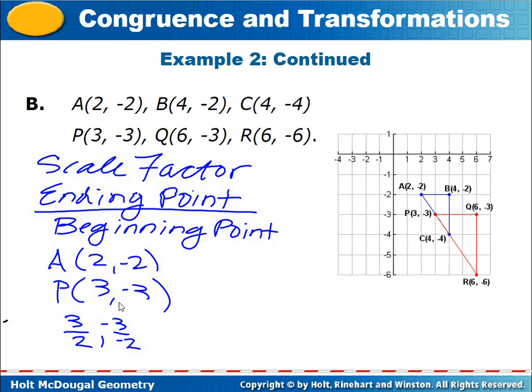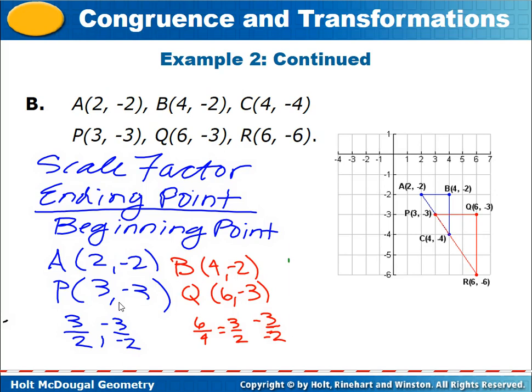So when we deal with B and Q, this was 4, -2. This one was 6, -3. Again, when we do the ending over the beginning, 6 over 4 reduces to 3 over 2. And then again, we've got -3 over -2. And again, because we have 2 negatives, we know that makes a positive. So this is still 3 over 2 and 3 over 2.